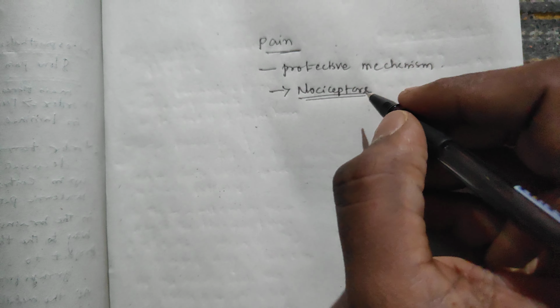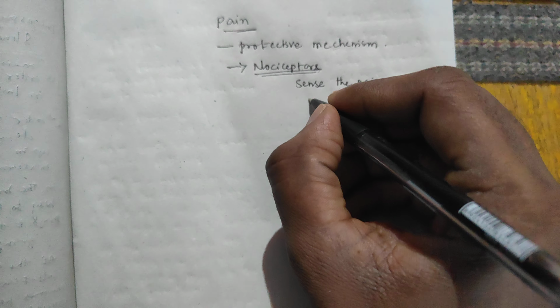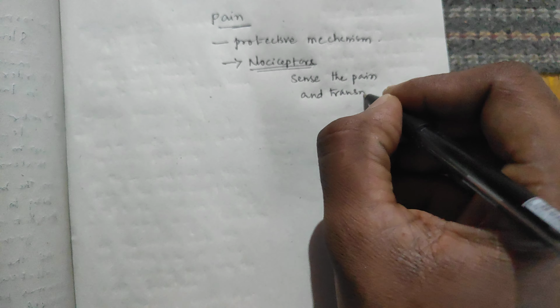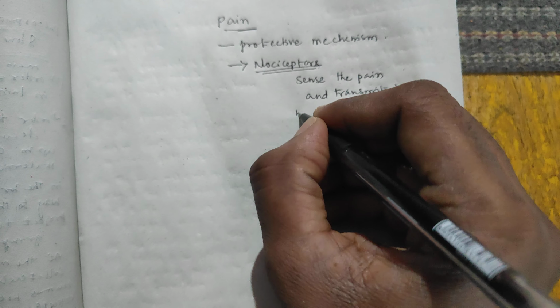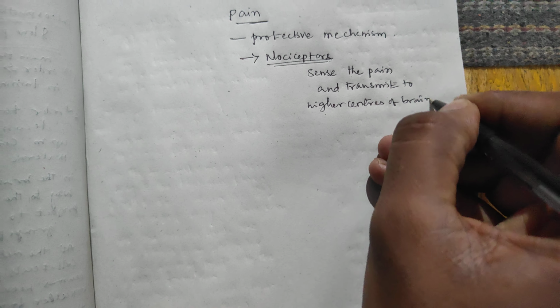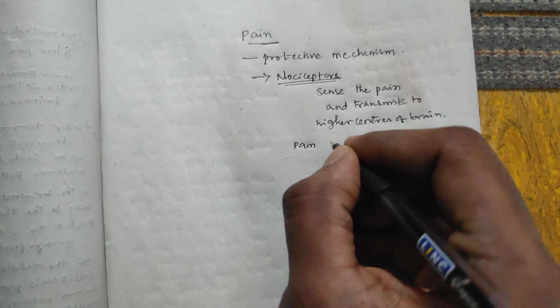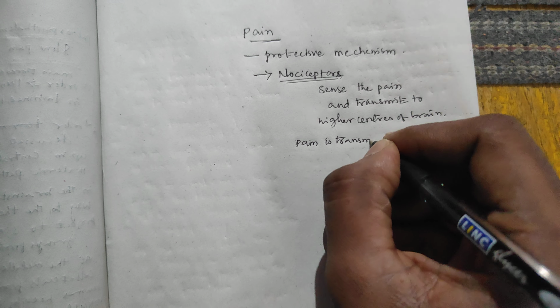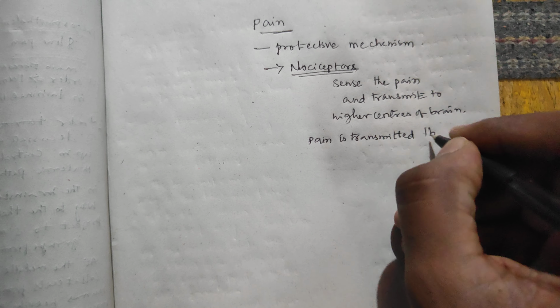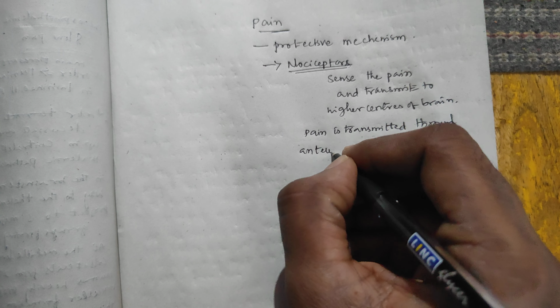Mainly, these receptors sense the pain and transmit it to the higher center of the brain. Mainly, pain is transmitted through the anterolateral systems.